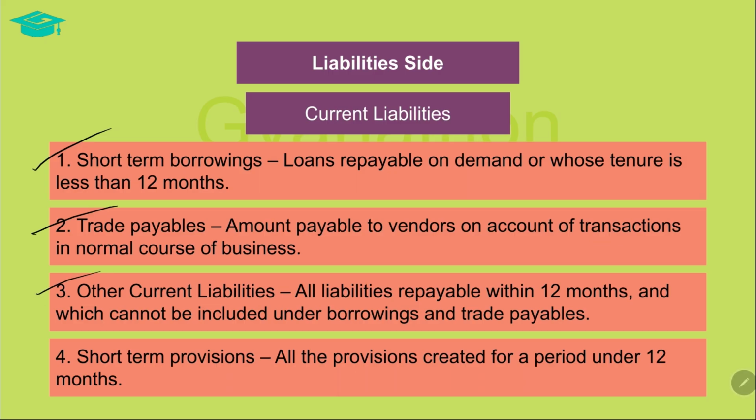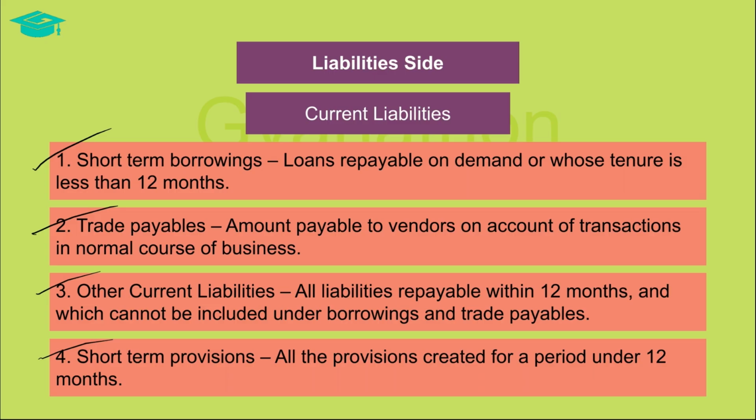The next head is other current liabilities. This head includes all those liabilities which are repayable within 12 months and which cannot be included under borrowings and trade payables. And the last head under current liabilities is short term provisions. These are the provisions created for a liability that is foreseeable within the next 12 months. These could be provisions for doubtful debts, discount on debtors, etc.